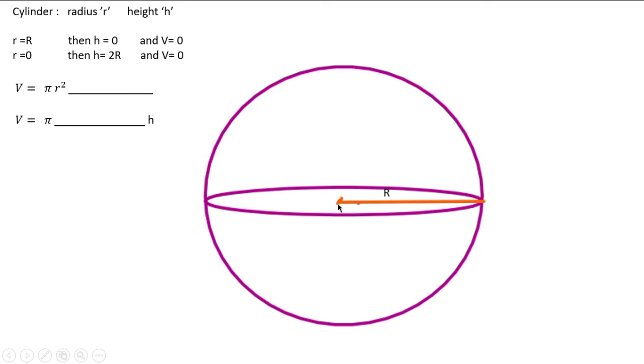Suppose we have a cylinder of base radius r. Now, what can be the height of this cylinder? See, the height can extend in the upward direction till here, like this, and in the downward direction like this. Now our cylinder is complete.